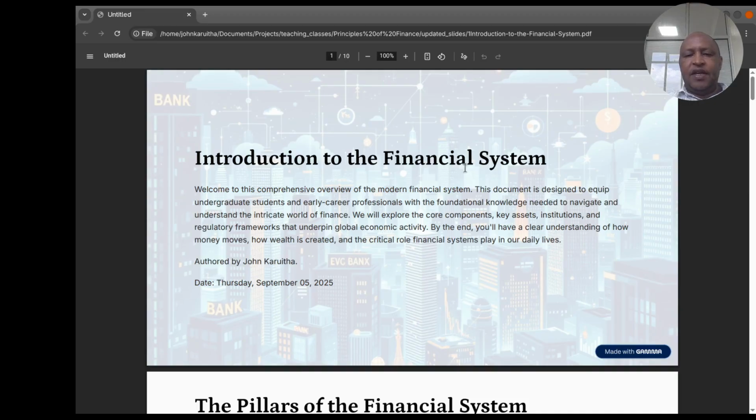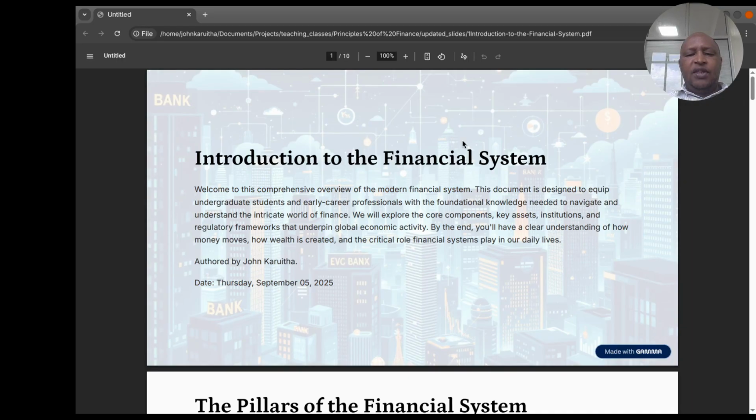Remember, we said in finance, we do have several objectives. One of the functions of finance is providing a way for us to make payments. When you go to a shop, how can you make that payment? You can use cash, you can use your phone, M-Pesa, you can use your card, that is your ATM card, and so on. So this is the financial system in action.